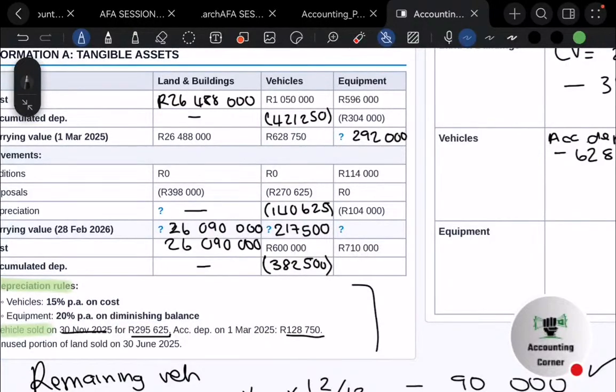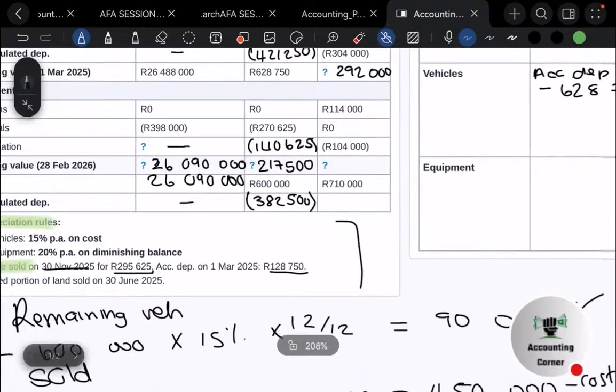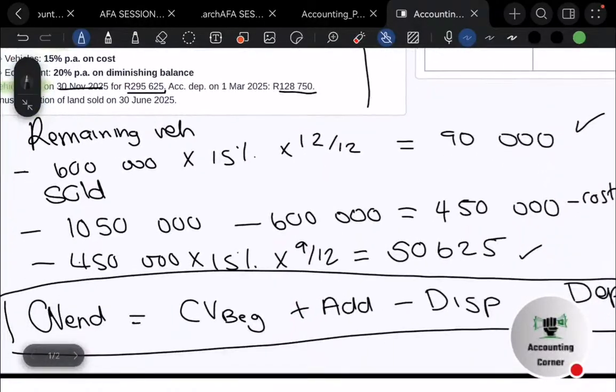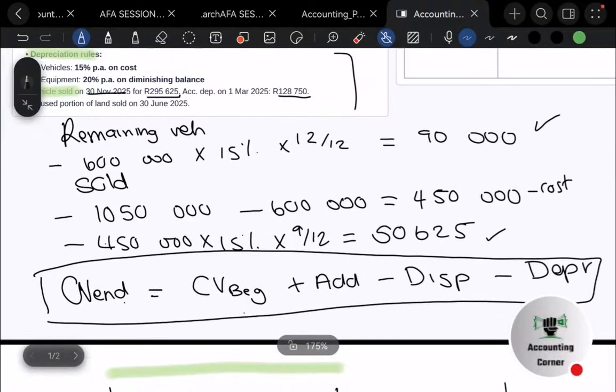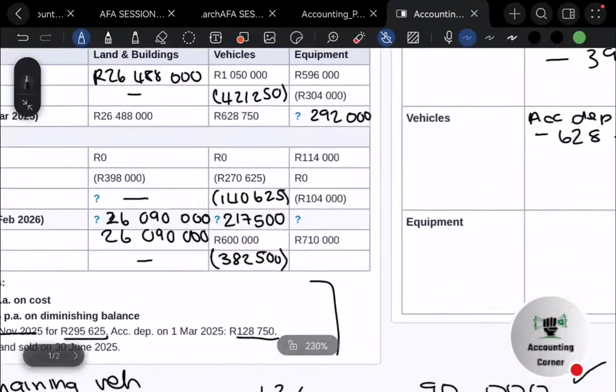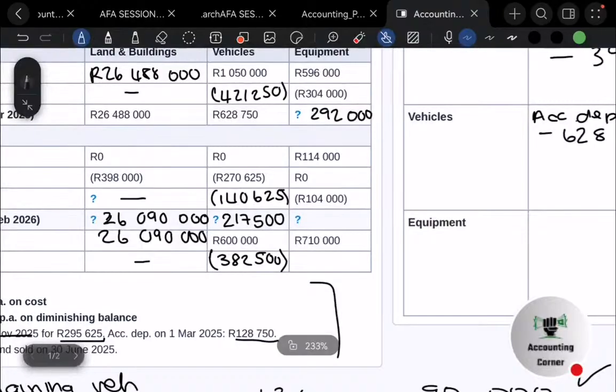Then they've already done the movements for us. We just need to calculate our carrying value at the end. So remember, formula for carrying value at the end equals carrying value at the beginning plus additions minus disposals minus depreciation. So that's what we'll do. 292,000, which is our carrying value at the beginning, plus our additions of 140,000 minus 0 for disposals minus 104 for depreciation, which will then give us 302,000.